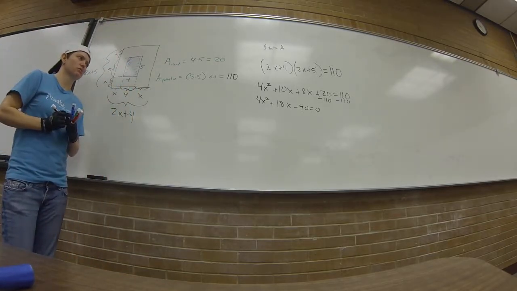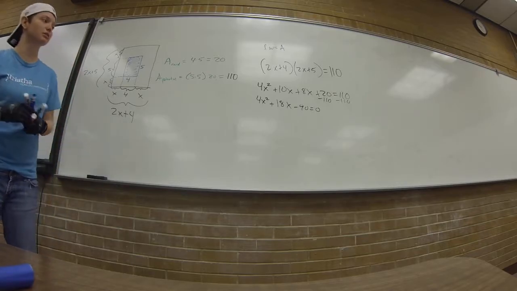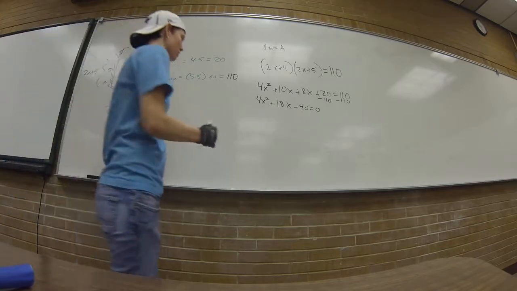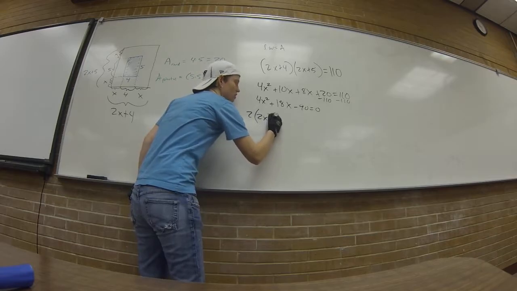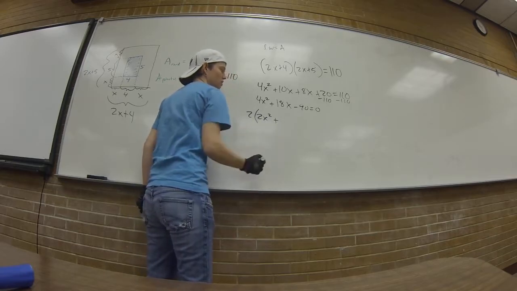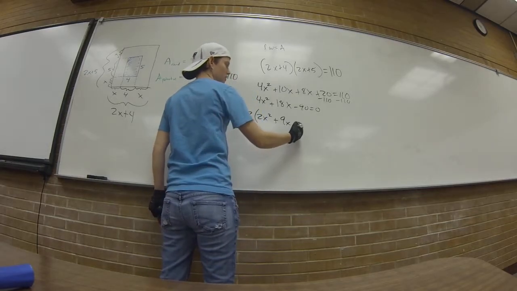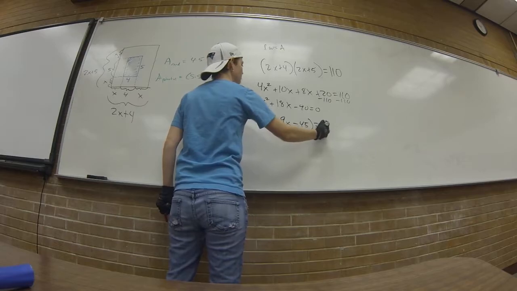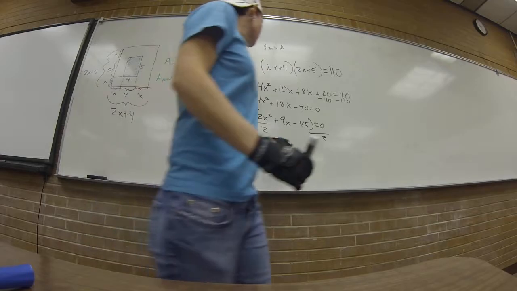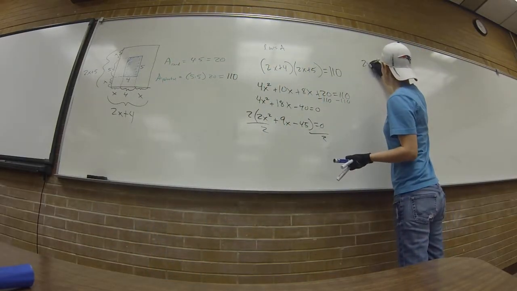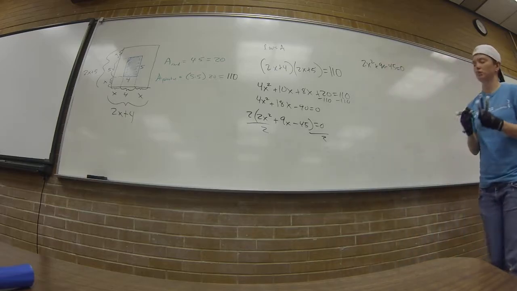Anything factor out? 2. Really too bad a 4 doesn't. But 2 is going to come out. That'll make our life a little bit easier. So if we take out this 2, what are we left with? 2x squared plus 9x minus 45 equals 0. Get rid of this 2. Alright, so the problem we're going to need to solve is 2x squared plus 9x minus 45 equals 0.